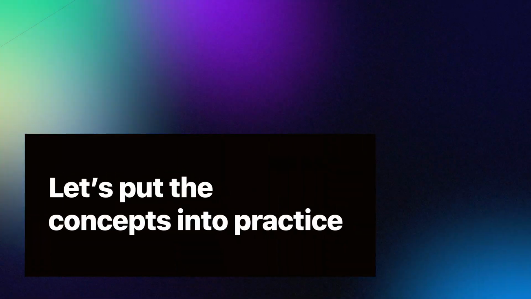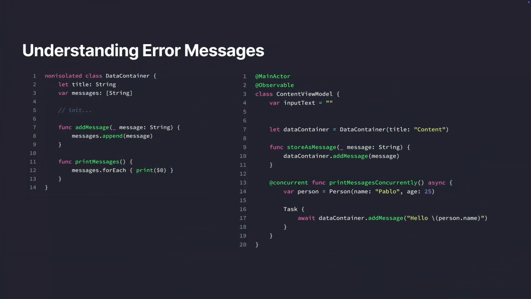Let's put the concepts into practice. Let's see an example on how to understand error messages. To the left, I have a non-isolated class called DataContainer. It has a property called messages, which is an array of strings. On the right side, we can see a ViewModel that is an ObservableObject annotated with the MainActor. One property that is interesting is the constant dataContainer of type DataContainer.